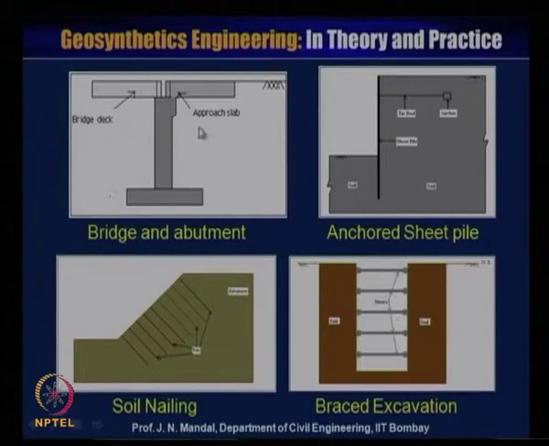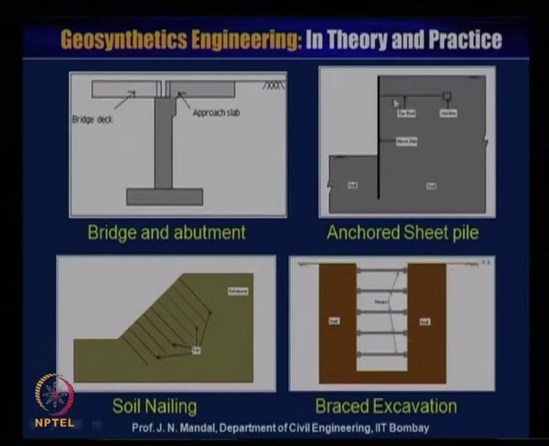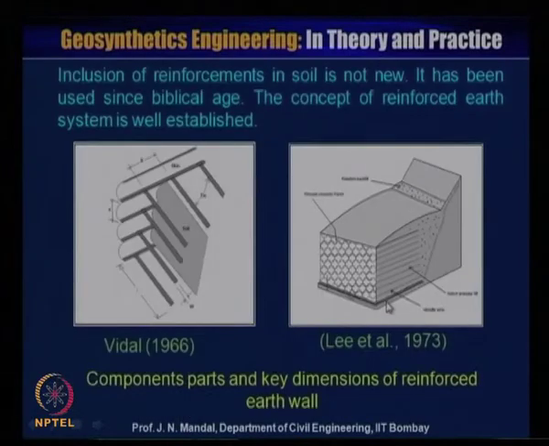Also bridge abutment: this is the bridge deck, this is the approach slab, where we adopt the kind of concrete structure. Also the anchored sheet pile, which we use for soil nailing in a slope, you can use for the braced excavation for any underground structure. So these are all conventional materials or systems.